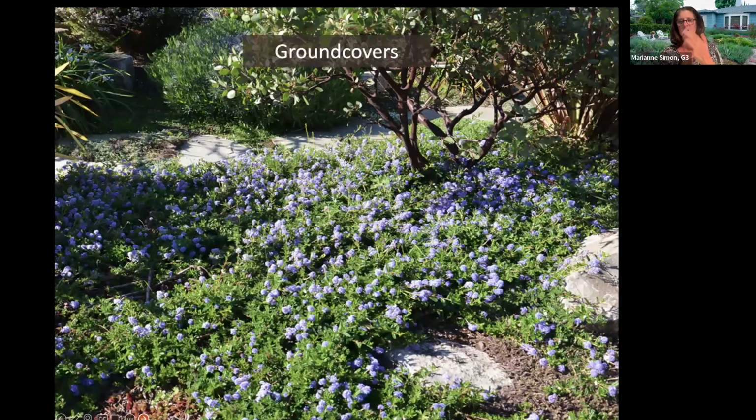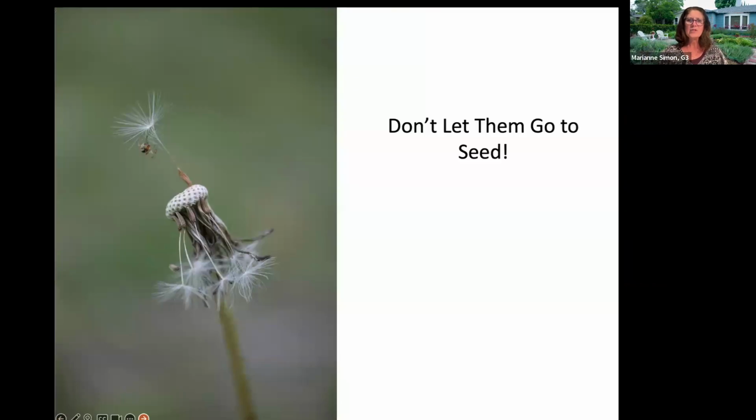So that was for edibles, the cover crops. In a regular landscape, it's ground covers. So this is Ceanothus here, a California native, but basically it's shading out lots of that undergrowth. And super important, don't let them go to seed.